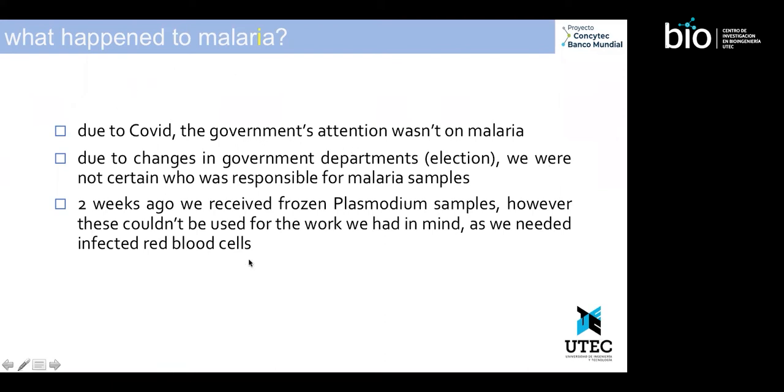And also due to the elections, there were changes in government departments, especially the health departments, from which we would have to get the malaria samples. They weren't responding very well. So finally, a few weeks ago, we got some frozen Plasmodium samples, which is not what we wanted. We can still use them for another test, but we can't use them to do the separation. We cannot infect red blood cells with it, so we still don't have those samples. Still working on that.